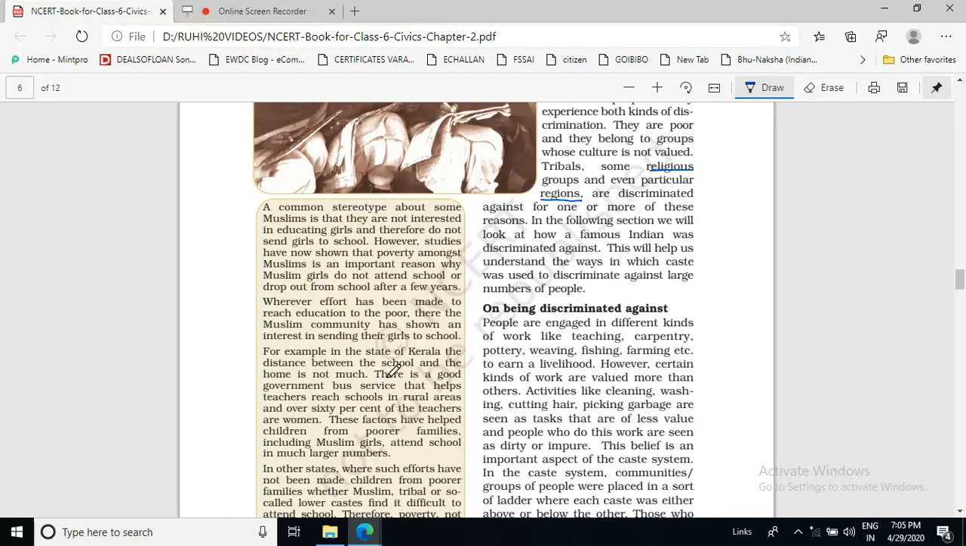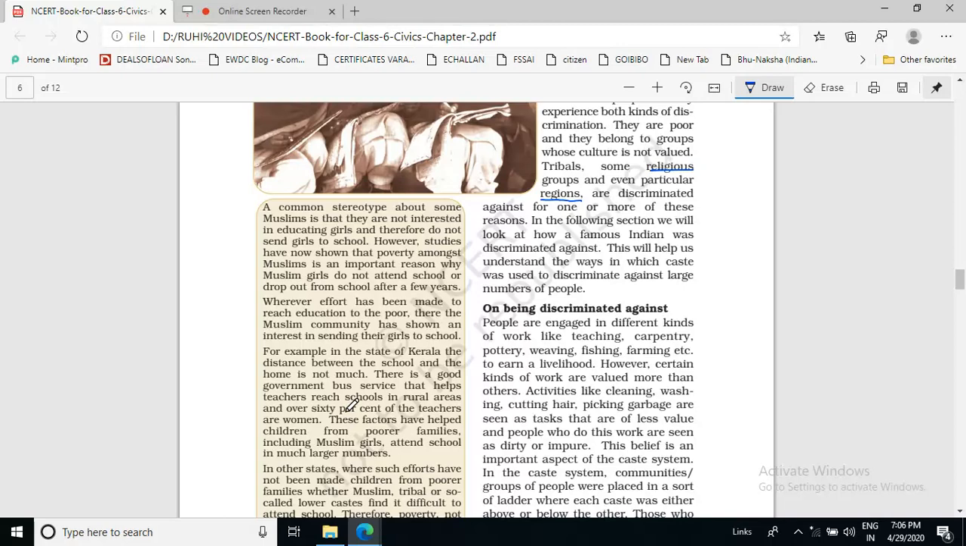There is a good government bus service that helps teachers reach school in rural areas, and over 60% of the teachers are women. We are talking about Kerala. In Kerala, what is the condition? The government bus service is very good, and teachers reach school by buses only. And the most important thing is that over 60% of the teachers are women. So parents feel secure when they send their daughters to a neighborhood school. They feel secure when they know that in the school there are more female teachers than male teachers. It gives them a sense of security.